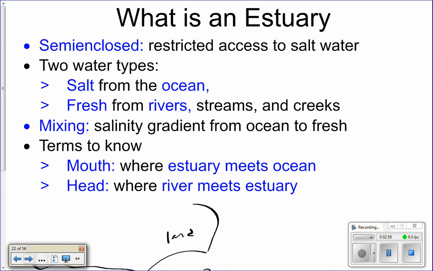So you have to have fresh water and you have to have salt water from the ocean. Fresh water from the river or stream. The third thing that you need is mixing between those two water types. All right, so you get semi-enclosed, two water types, mixing, estuary. Okay, so those are the three things that you need.